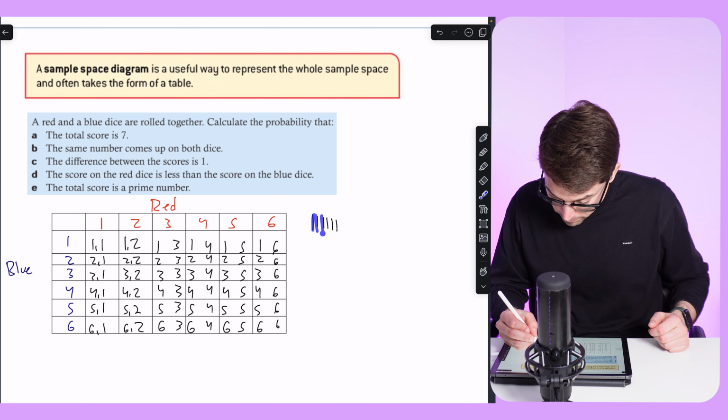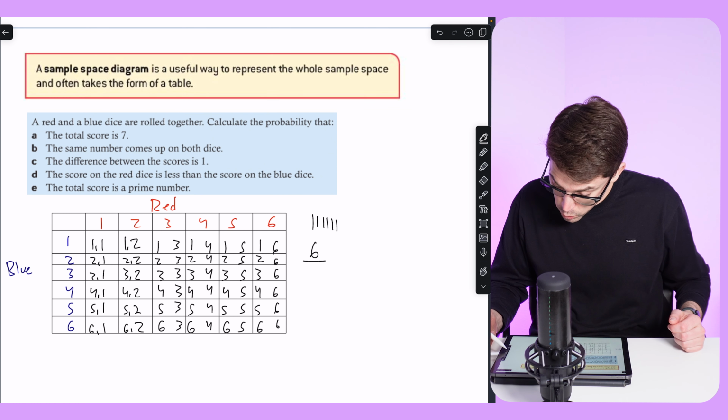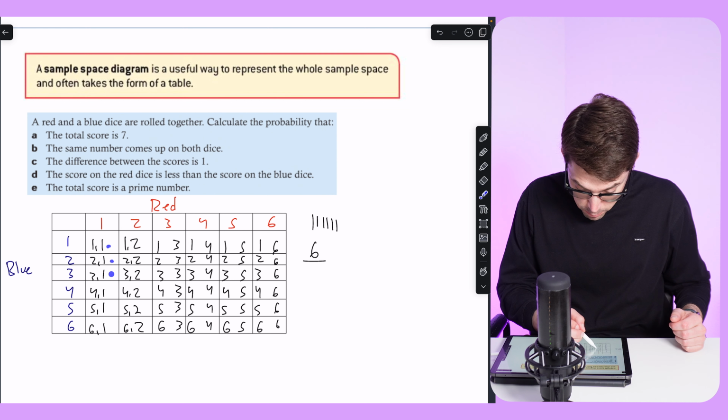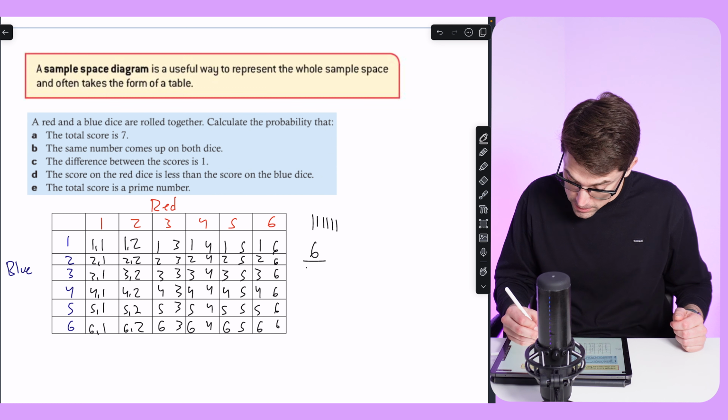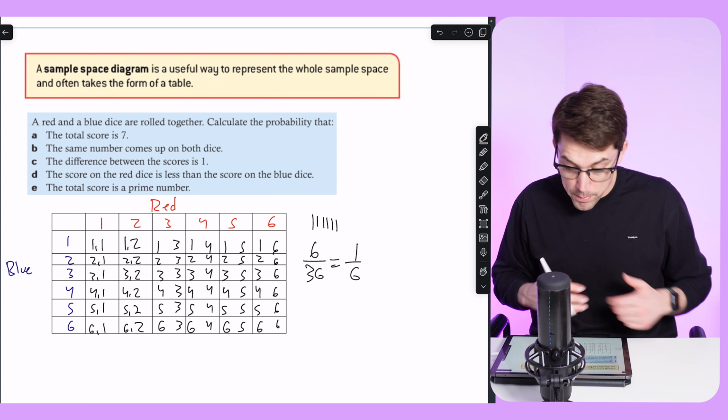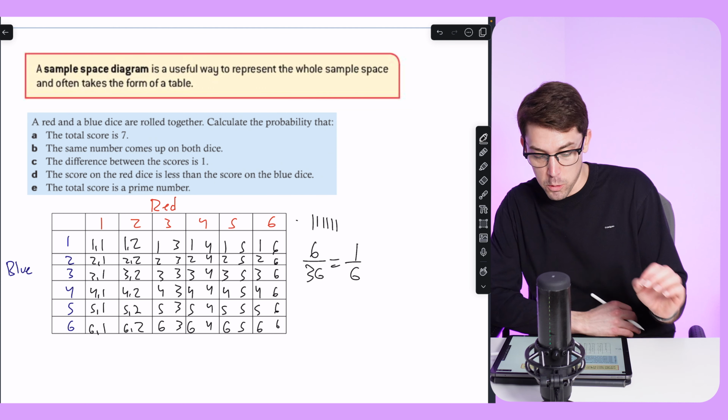So I'd have 1, 2, 3, 4, 5, and 6, which means that I have 6 out of how many totals? Well, you could count up all these squares, 1, 2, 3, 4, 5, and 6, 1, 2, 3, 4, 5, and 6 to give me a total of 36 squares. That gives me a probability of 1 out of 6 to get a total score of 7.